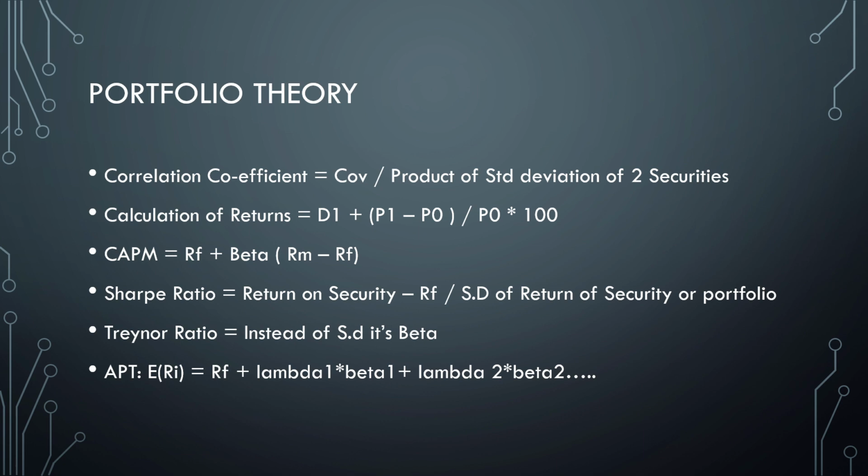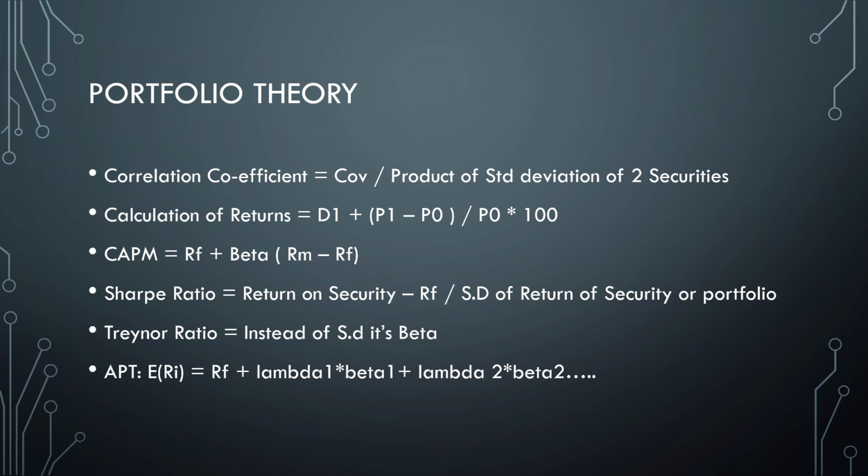Then CAPM formula, very important, very easy also: RF plus beta into RM minus RF. RM minus RF is nothing but the risk premium. Next one is Sharpe ratio: return on security minus RF by standard deviation of return on security. In case of Treynor, instead of standard deviation it will be beta, the numerator will be the same.